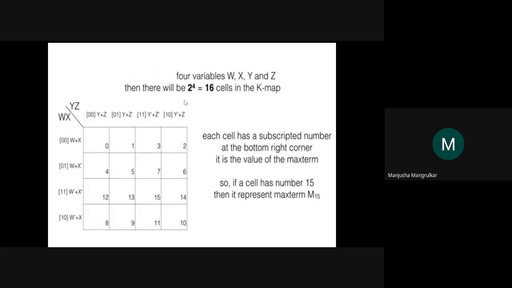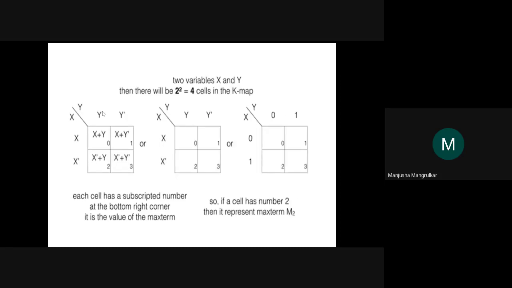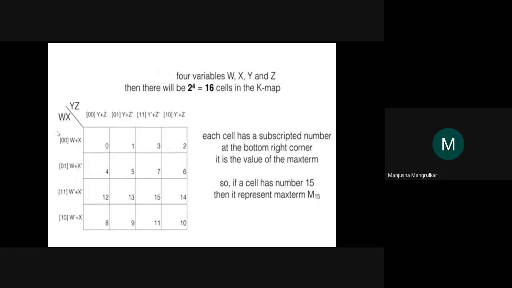Now we are going to see the four variables, that is w, x, y, z. So now you can follow this method only. Your variables start from here, x, y, z, right? Now here there are the four variables, w, x, y, z, right? Four variables means 2 to the power 4. The total cells are 16 in the K map, right? So 16 means 4 into 4, right?